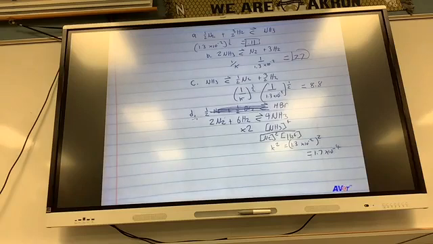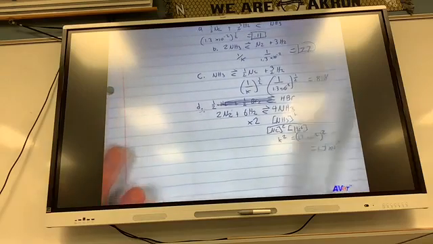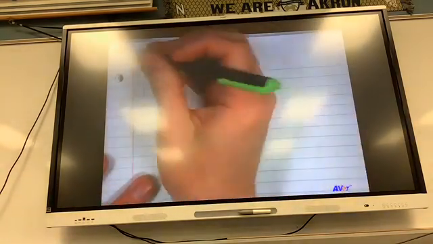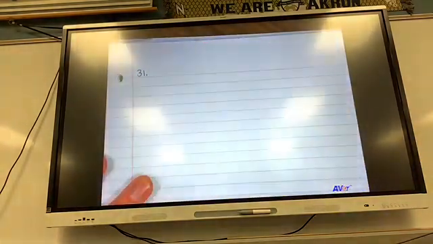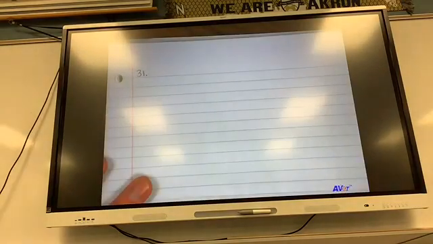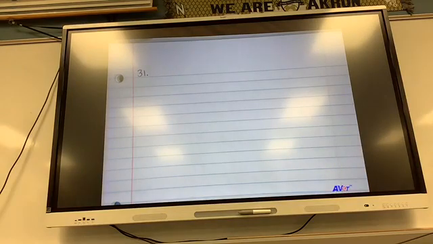And let's move on to number 31. On 31, this looks like I've got some molarity. At a particular temperature, a 3-liter flask contains 2.4 moles of Cl2.